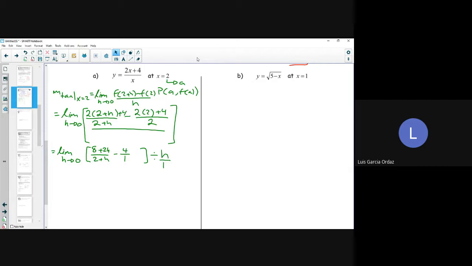So can anyone tell me what my common denominator is for (8 plus 2h) over (2 plus h) minus 4 over 1? What would my common denominator be? It'll be 2 plus h, okay? So I don't have to do anything to my left fraction, but I have to multiply 2 plus h to both the numerator and the denominator of my second fraction.